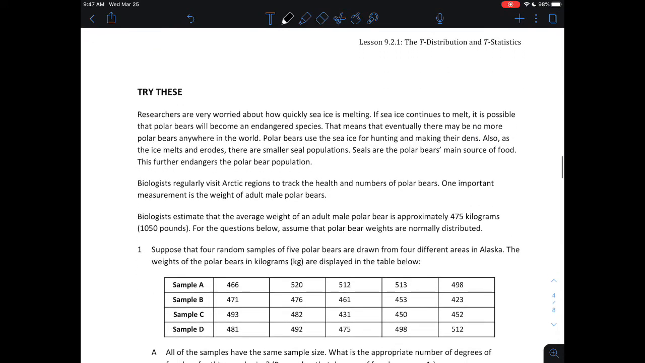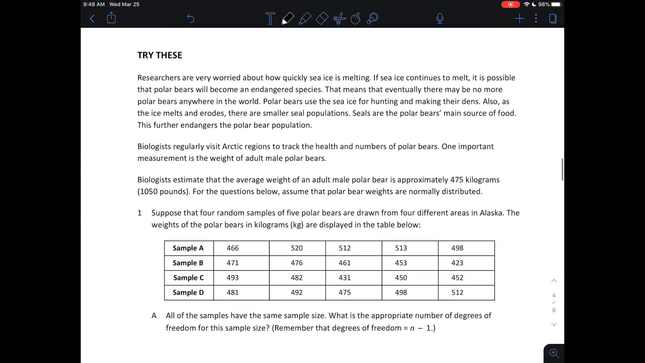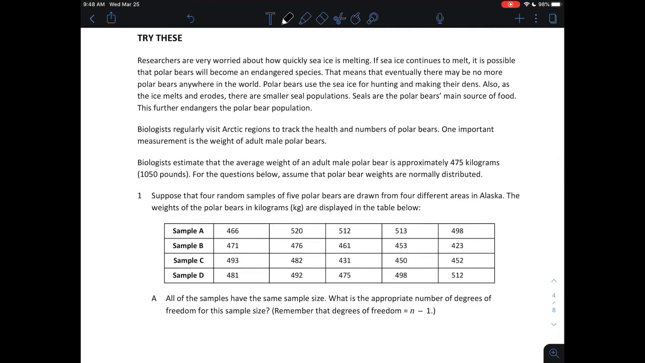So next, let's try these. Researchers are very worried about how quickly sea ice is melting. If sea ice continues to melt, it is possible that polar bears will become an endangered species. That means that eventually there may be no more polar bears anywhere in the world. Polar bears use the sea ice for hunting and making their dens. Also, as the ice melts and erodes, there are smaller seal populations. Seals are the polar bear's main source of food. This further endangers the polar bear population.